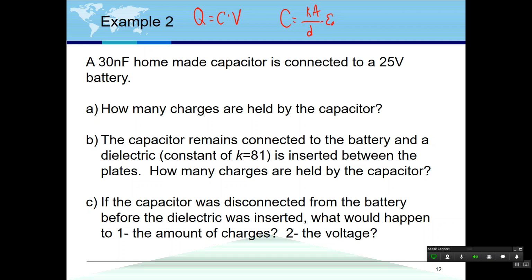So letter A is pretty easy. You do Q is equal to C times V. That's going to give you the charge. Then you divide it by the elemental charge to figure out the number of charges. B, what would you do in B?